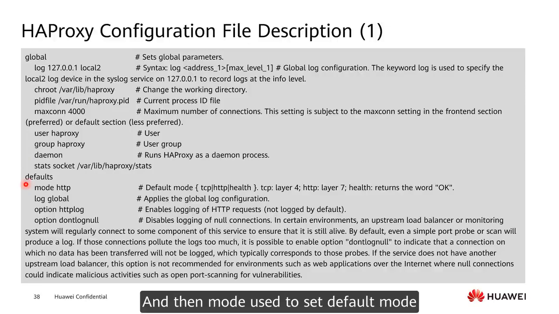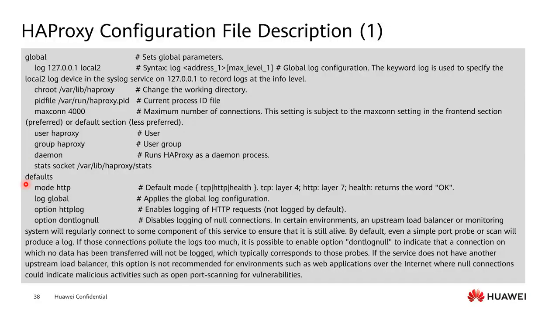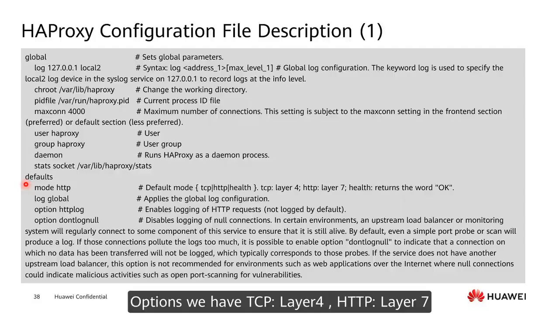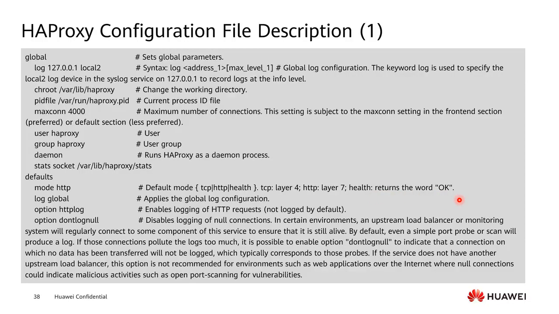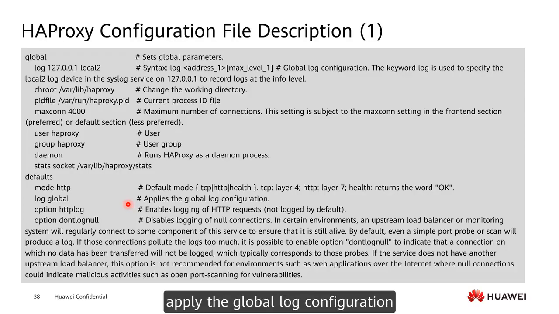And then mode is used to set the default mode. Options we have are tcp for Layer 4, http for Layer 7, and health, which returns the word OK. And then log applies the global log configuration. Option httplog enables logging of HTTP requests, which are not logged by default.